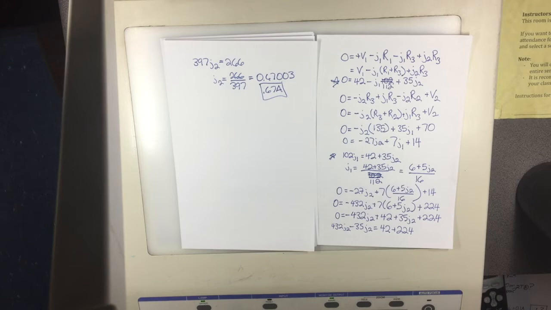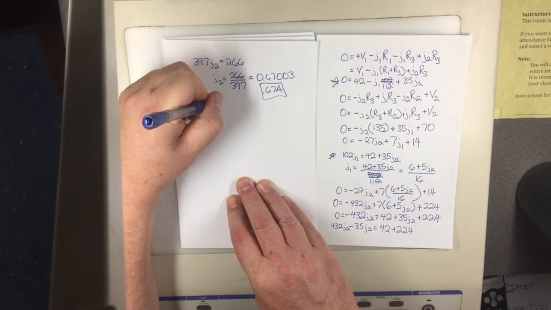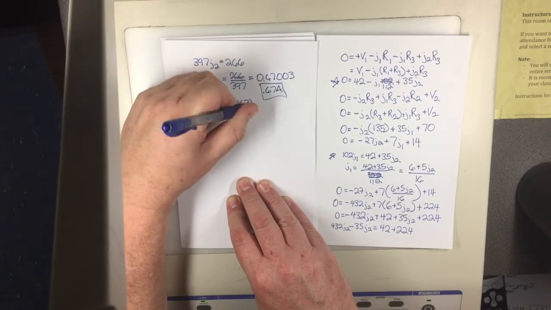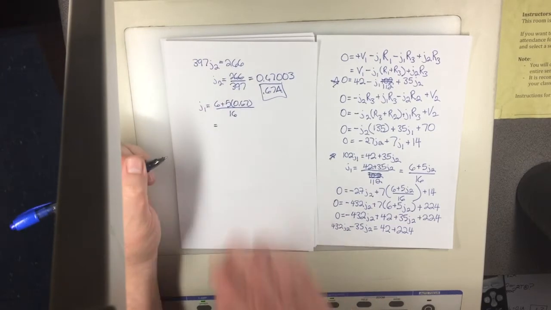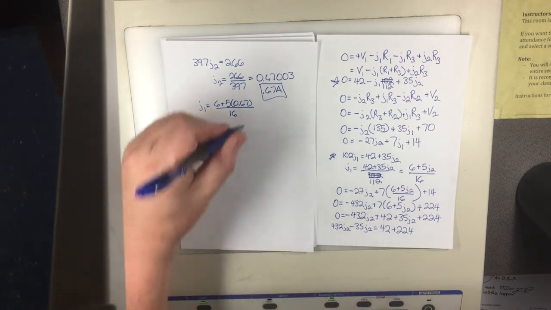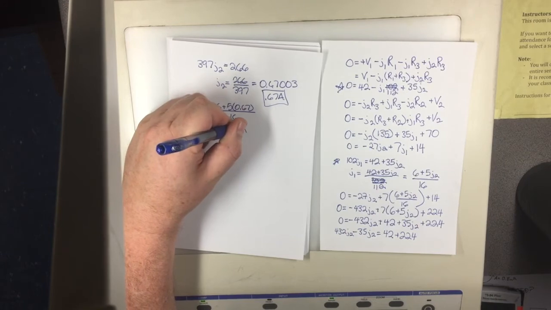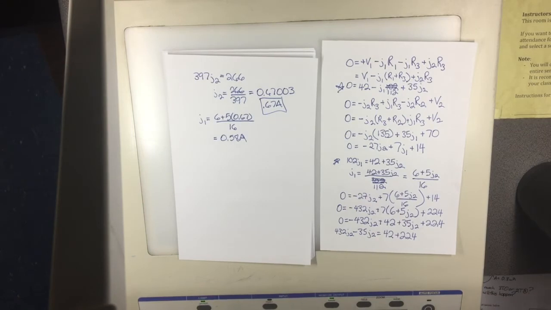Now that I have J2, I can get J1. J1 is 6 plus 5, 0.67 over 16. And I get 0.58 amps, positive.